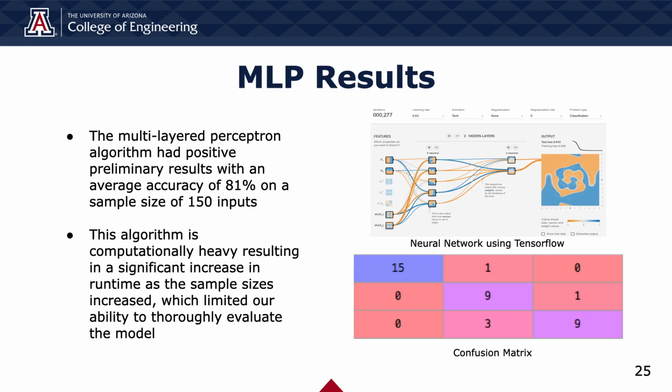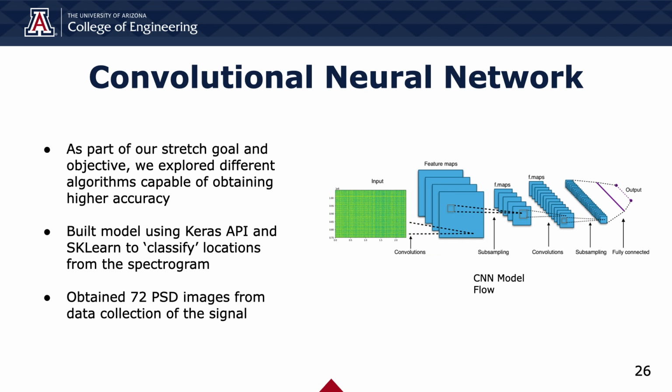First, we have the MLP results. The algorithm did have an accuracy of 81%. However, the computation time was significant, which limited our ability to thoroughly evaluate the algorithm. We wanted to validate our results by plotting a confusion matrix, which is shown here. The diagonal highlighted in blue are positive results that are true, while values off the diagonal are false positives or true negatives, which are not desired in our algorithm.